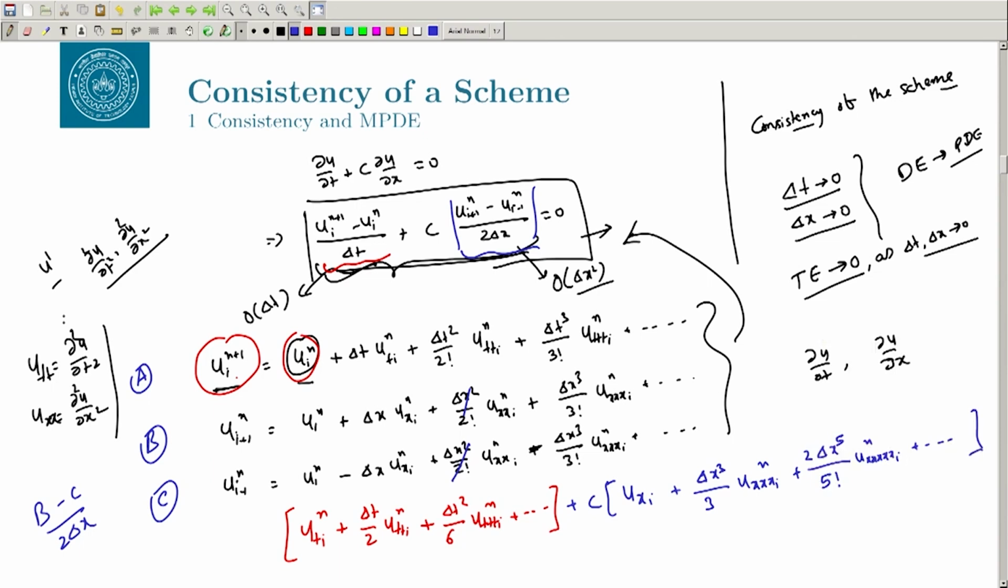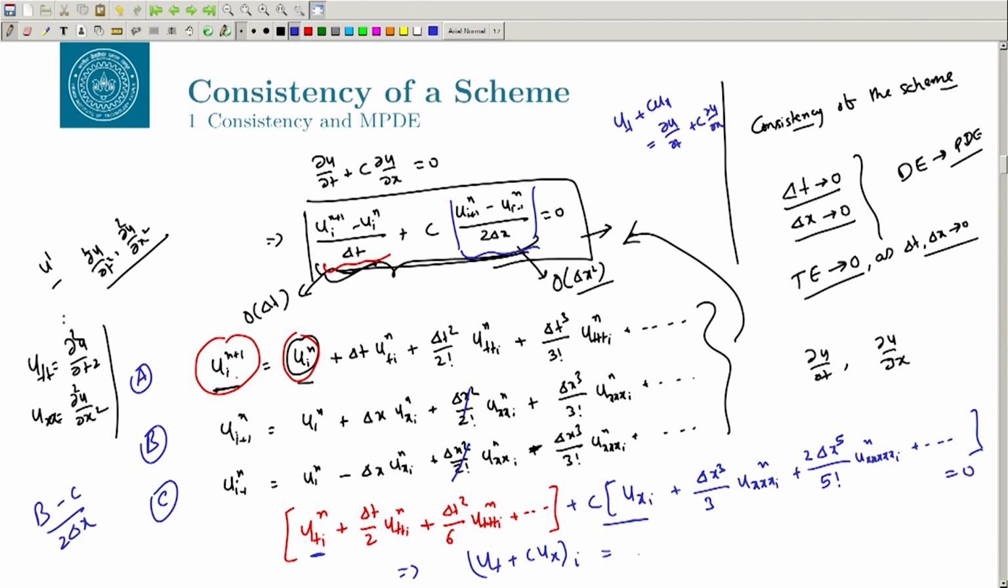So, this is our value. Now, if you rearrange it, I am collecting this term and this term. So, this is u_t plus c u_x at i. What is u_t plus c u_x? It is basically del u by del t plus c del u by del x, is equal to, this entire thing, 0.